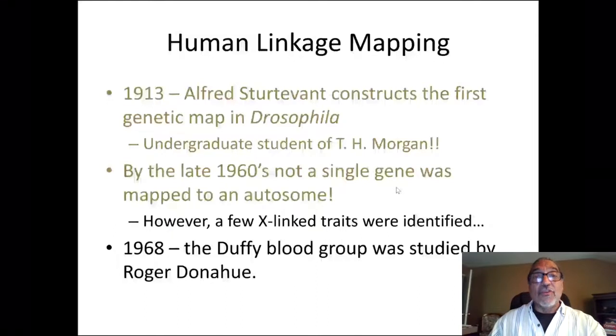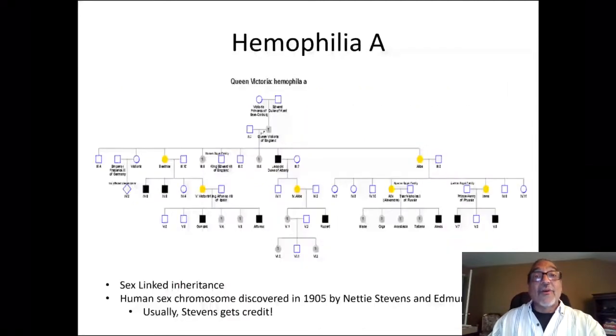So it really took a unique observation by a guy named Roger Donahue. And Roger Donahue in 1968, I'm sorry, we'll back up just a sec. So here's a classic way that we knew that some genes were on the X chromosome in human beings.